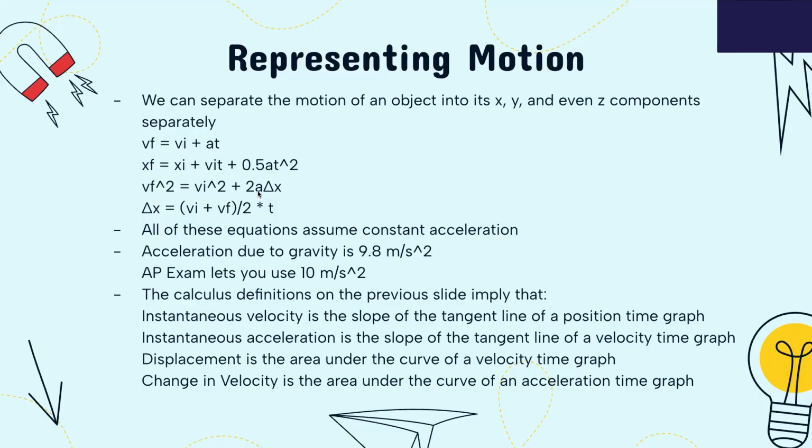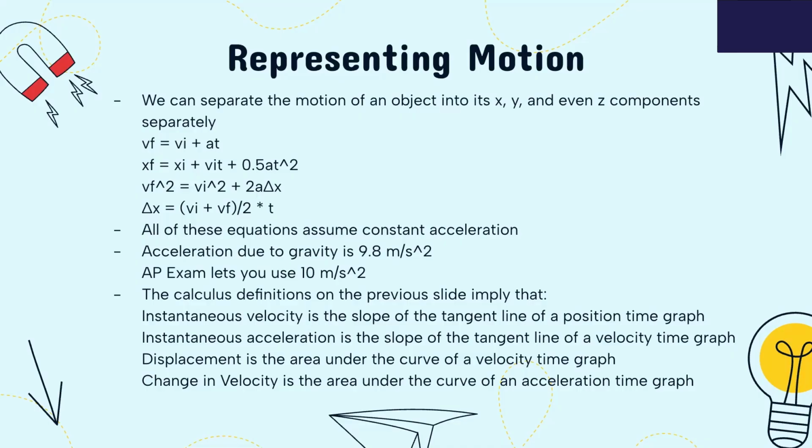And all of these equations assume a constant acceleration. If the acceleration is not constant, then you'll have to use calculus. Also, acceleration due to gravity is 9.8 meters per second squared, but the AP exam lets you use 10 meters per second squared. And the calculus definitions on the previous slide imply the following.